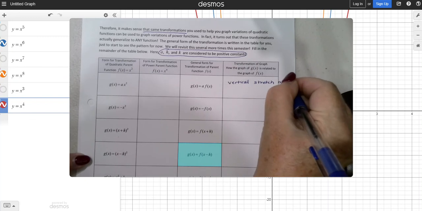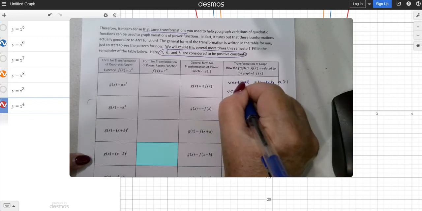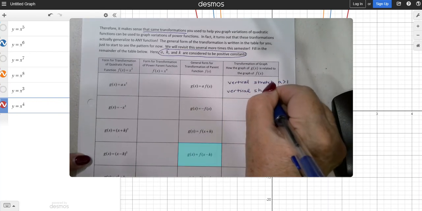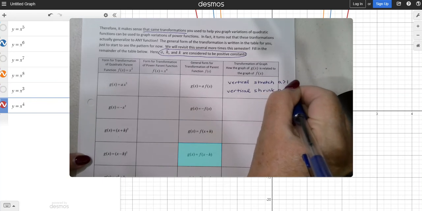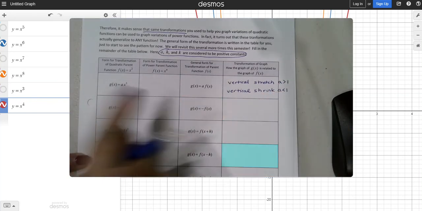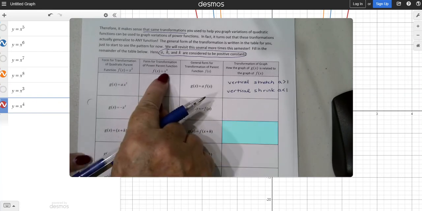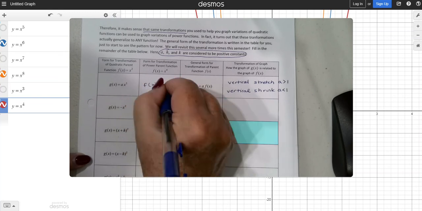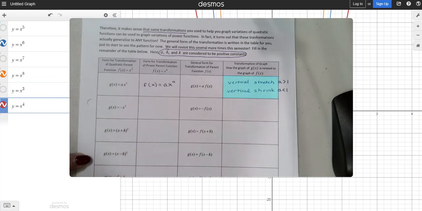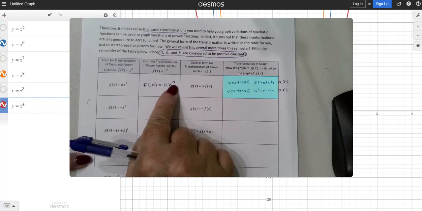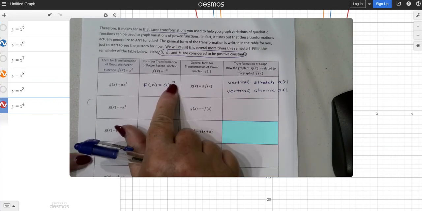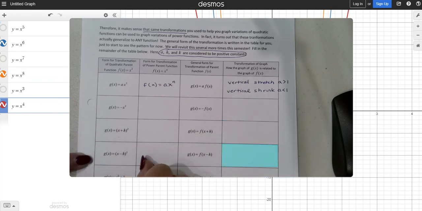Stretch was for a bigger than 1. Shrink was for a smaller than 1. That is still going to work when I have any power of x. So if I were to write f of x equals ax to the n, for n odd, I would have the wavy function with a vertical stretch or shrink. And for any even n, I would have the flattened parabola with a vertical stretch or shrink.